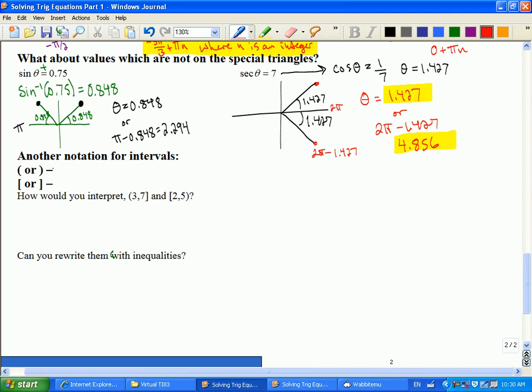inequalities do. But these round brackets we're going to use for open interval. That's usually the way it's described, meaning exclusive or not including. And these square brackets, they're usually used for a closed interval, and it means inclusive.